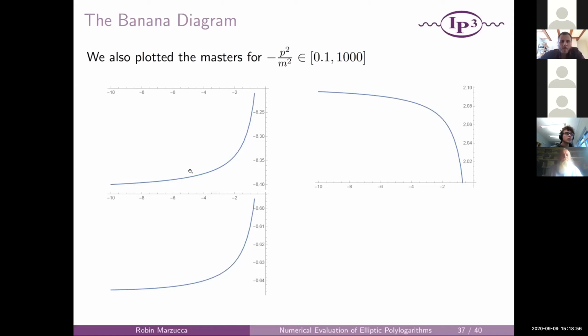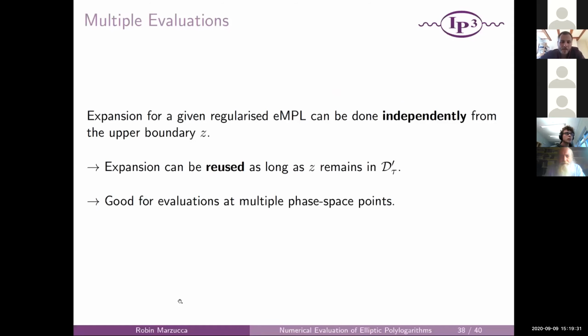Then I also made some plots for the 3 master integrals, which are horribly labeled. So this is the integral I1, this is I2, and this is I3. And I plotted them for minus p squared over m squared from 0.1 to 1000. Okay, I plotted the inverse, as you can see, but this is what they look like. And in order to make these plots, I used a property of the output of our algorithm, which is quite nice, namely that you can compute an expansion and reuse it to a certain degree.